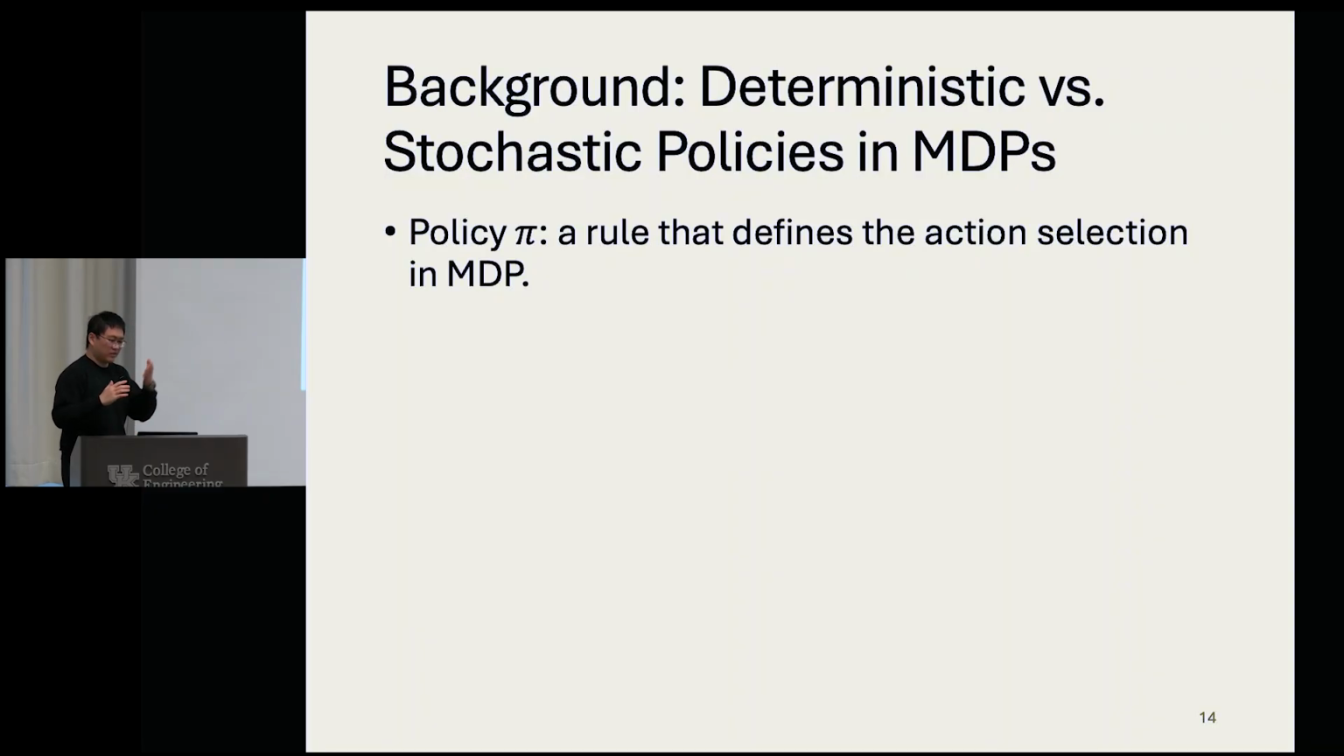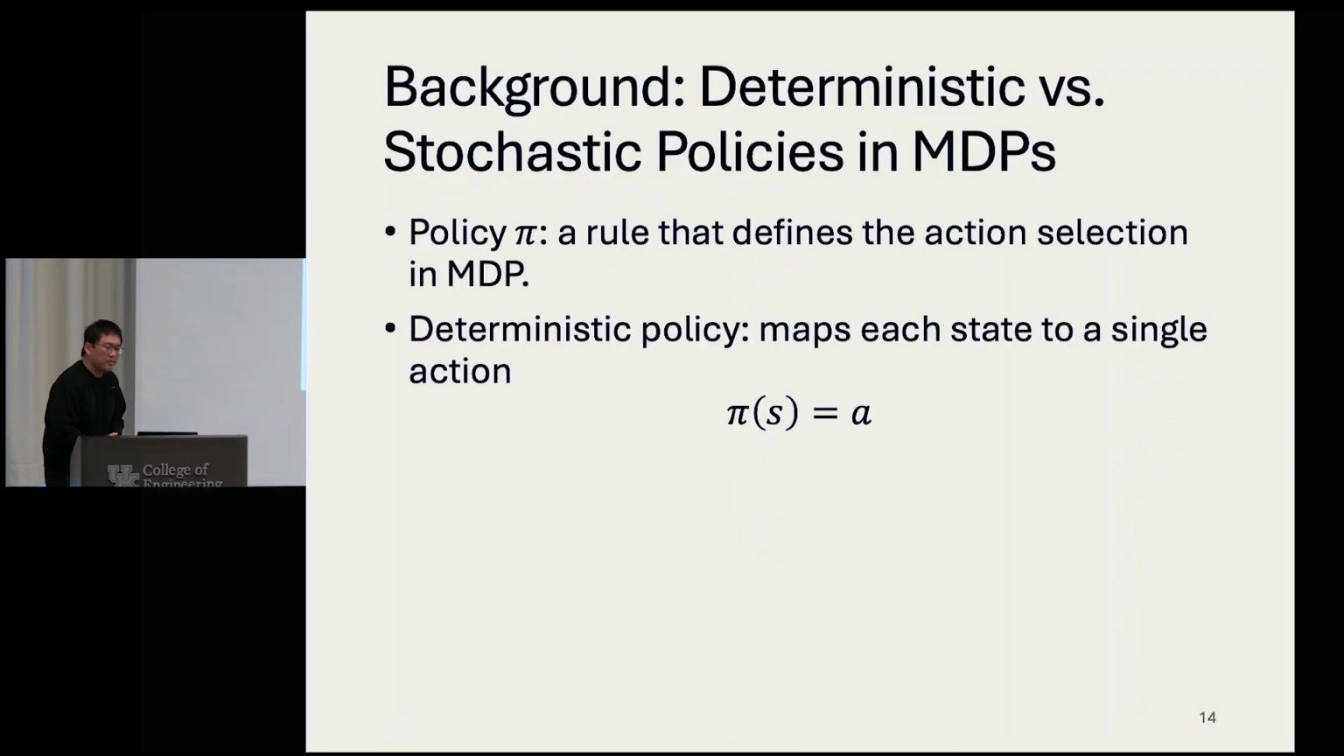Okay, so when we talk about reinforcement learning or MDPs, the purpose is to find a policy to maximize the long-term return. The definition of a policy pi is a rule that defines action selection in an MDP. Very simple definition. And there are two categories of policies in MDPs. The deterministic policy means the policy can be described in a deterministic manner. When we reach a state, we will do a single action with 100% probability.